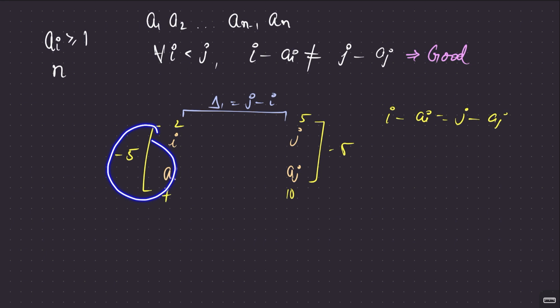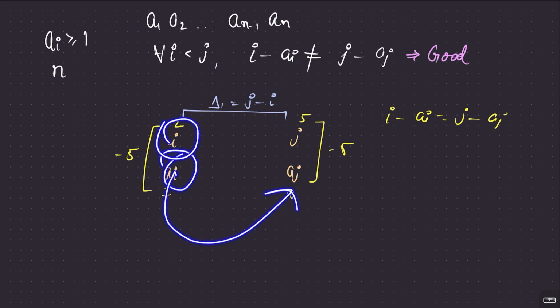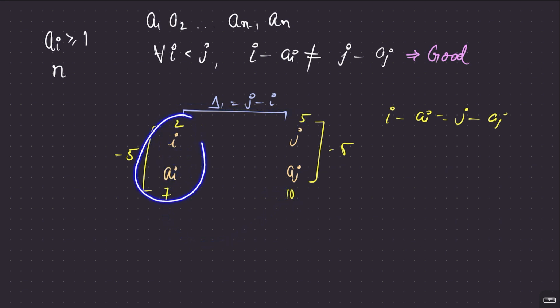Now, when will the difference i minus ai and j minus aj be the same? For a simple reason: if ai also moves the same number of steps taken from moving from i to j, then i minus ai will be equal to j minus aj. So the step here that you take is delta 2, which is aj minus ai, and if it is equal to j minus i, then the condition will be failing, right?